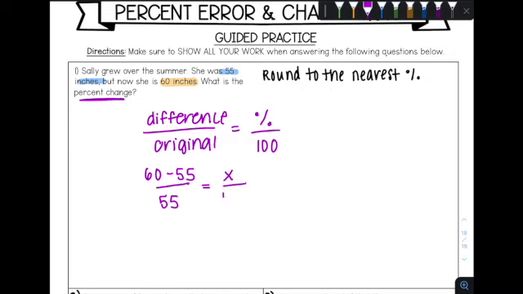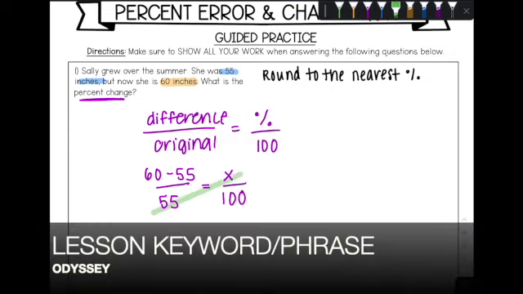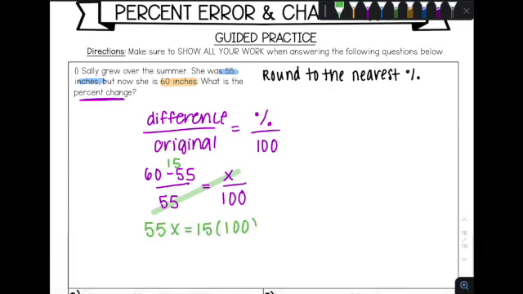I'm changing my percent to an x, so I know I have a variable. So you have 55 times x. And then we have the difference, which is 5. So 5 times 100. So we have 55x equals 500. We want to isolate our variable, so we're going to divide both sides by 55. I'm going to get x equals 9.09, and it repeats.